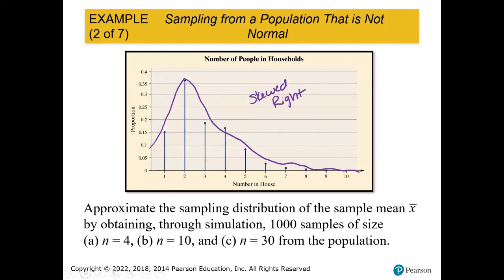Let's go through the example. We're going to make 1,000 samples of size 4, of size 10, and size 30. And what's going to happen is I'll get 4 values. I will average them together. I'm going to repeat that 1,000 times. Then I'm going to take samples of size 10. So I'm going to pick 10 pieces from the data, average them, and repeat that 1,000 times. I'm going to do that one more time, taking samples of size 30, finding their averages, and then graphing their averages.